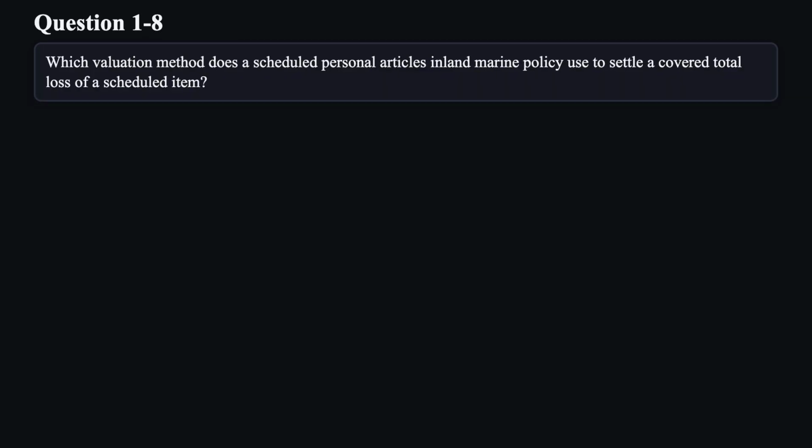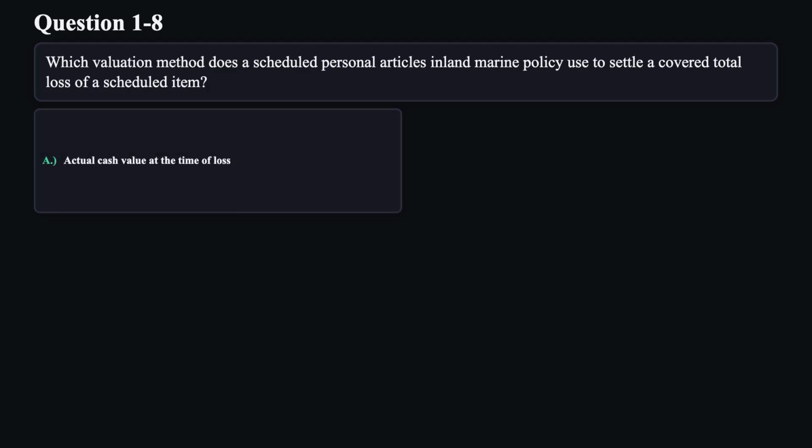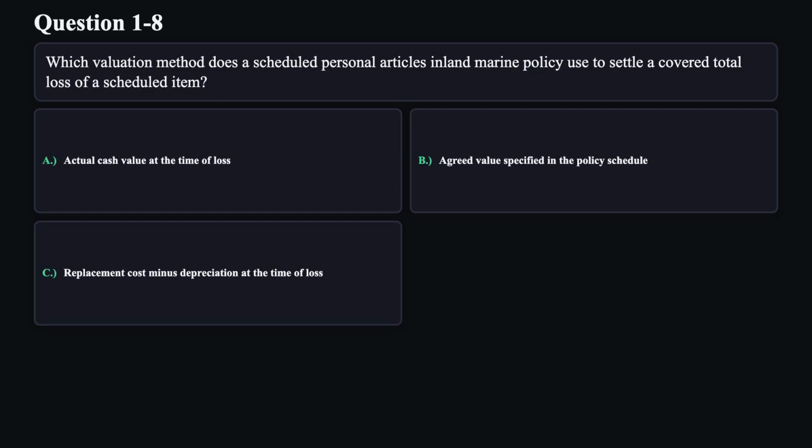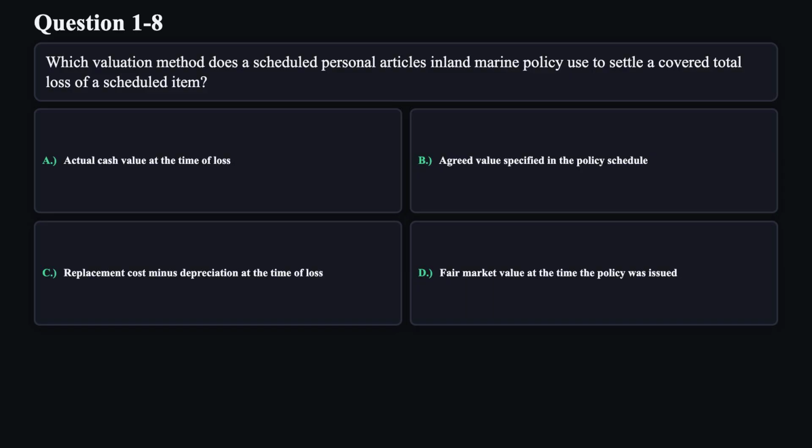Question 8. Which valuation method does a scheduled personal articles inland marine policy use to settle a covered total loss of a scheduled item? A. Actual cash value at the time of loss. B. Agreed value specified in the policy schedule. C. Replacement cost minus depreciation at the time of loss. D. Fair market value at the time the policy was issued.